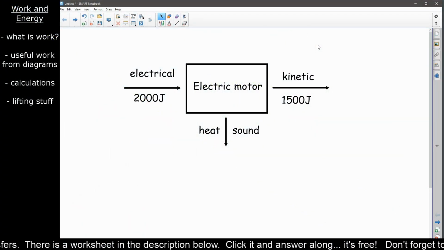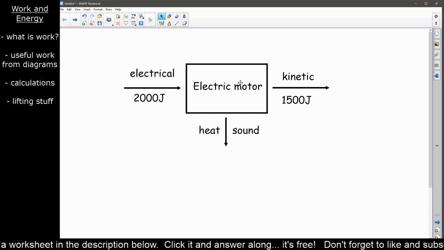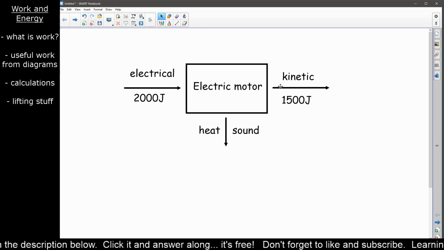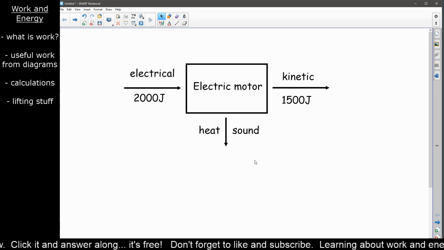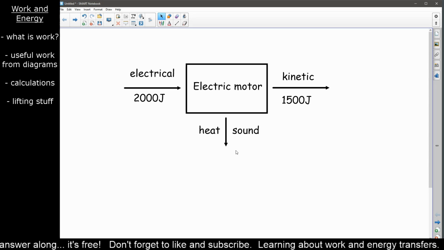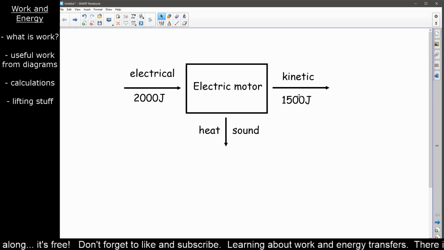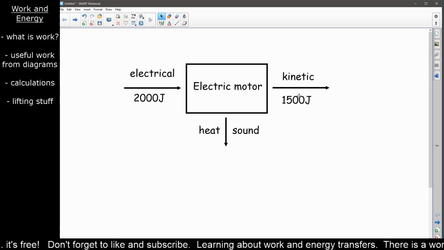Okay, here we are with an energy transfer diagram very similar to the one we had last time, where we have some electrical energy going in to an electric motor and coming out is some kinetic energy and some heat and sound. So the first thing to say about this topic is that none of the laws of energy are broken at any stage here. Total energy in is equal to total energy out. Energy cannot be created or destroyed. It can only be changed from one form into another.